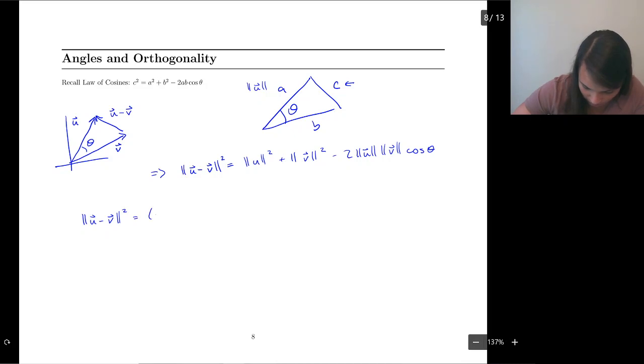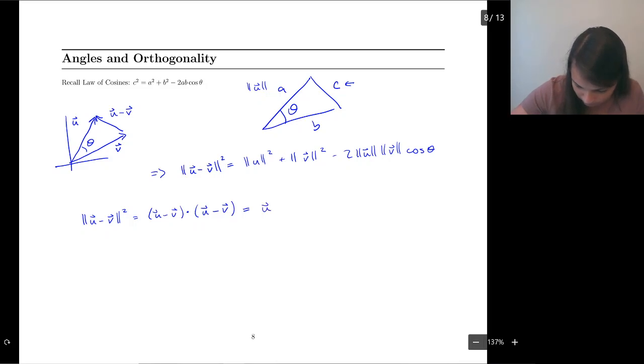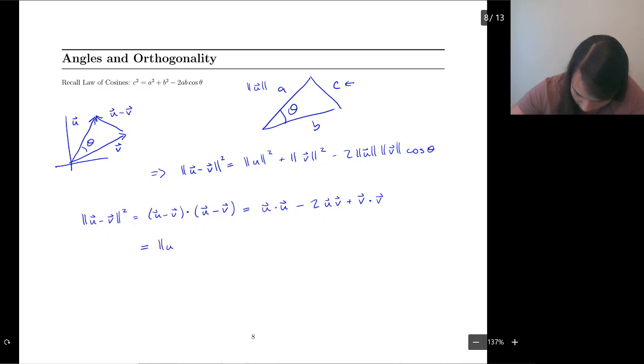So this would just be u minus v dotted with itself, no square root because I'm squaring it. And then just like normal FOIL, the dot product is going to work just fine. So like that, minus 2 u dot v plus v dot v. And then we know what u dot u is. That's going to be just u squared, like that. And then same thing for v.